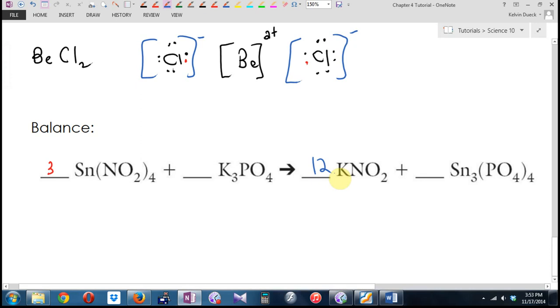Okay, how many K's do I have on the left-hand side? 3. How can I fix that? 4. How many PO4s does that give me now on the left? How many PO4s do I have on the right? 4.